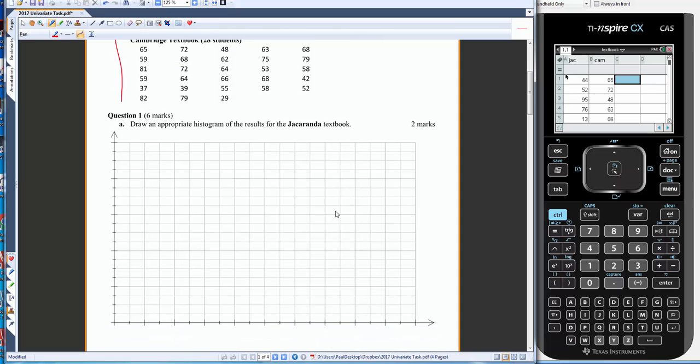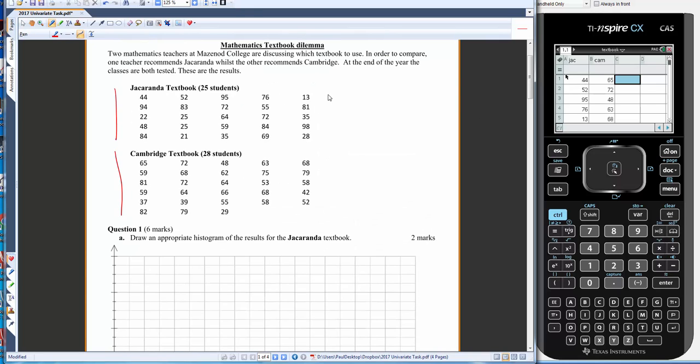Alright, so the first thing you had to do was draw an appropriate histogram for the results of the Jacaranda textbook. The best way to do these problems is to note that the data is going to have to get grouped. So you think about the grouping. These are marks, so maybe groups of 10 starting at 0 and see what happens.